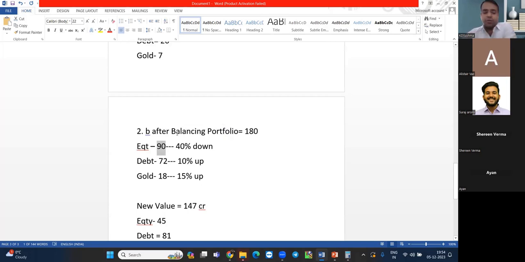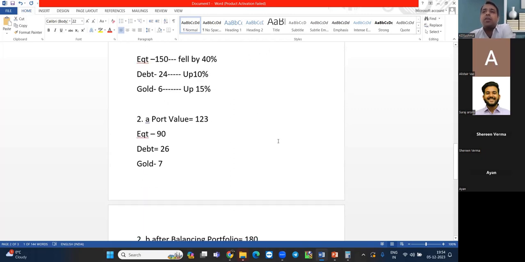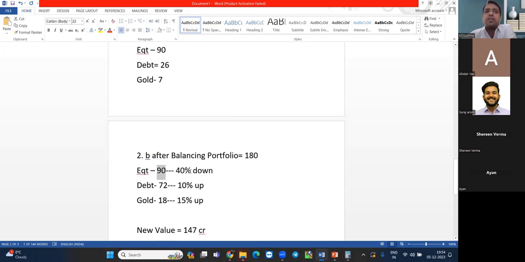Since our stance is that equities are bearish, the asset allocation also changes. Your equity should be only 50%, your debt 40%, and your gold 10% of your portfolio value. My portfolio value is 180. So 50% of equity would be 90, 40% of 180 would be 72, and 10% of 180 would be 18.